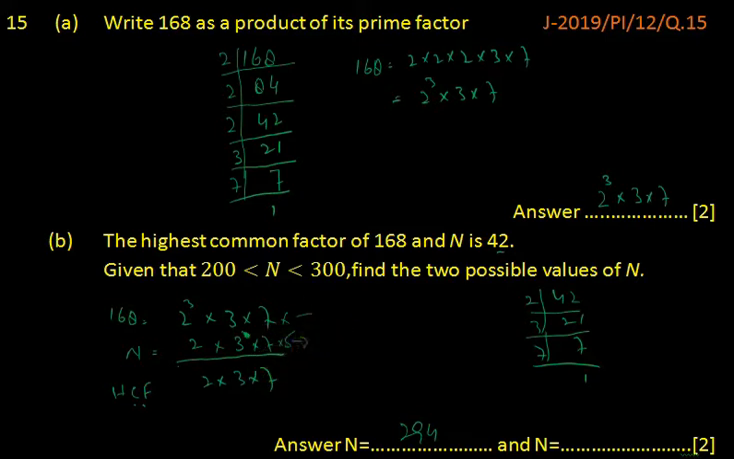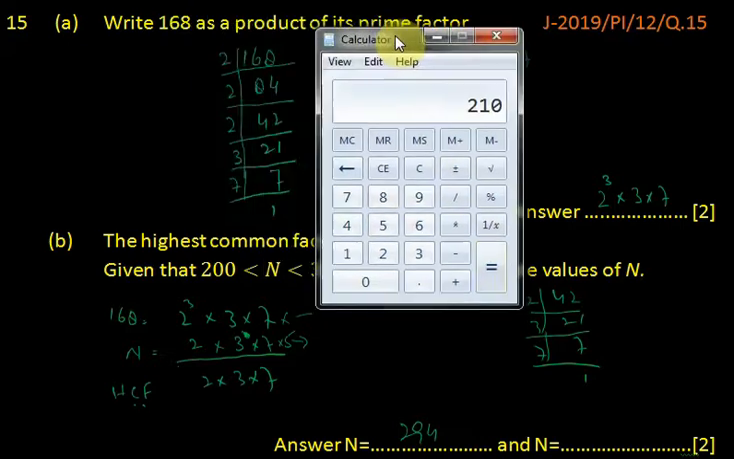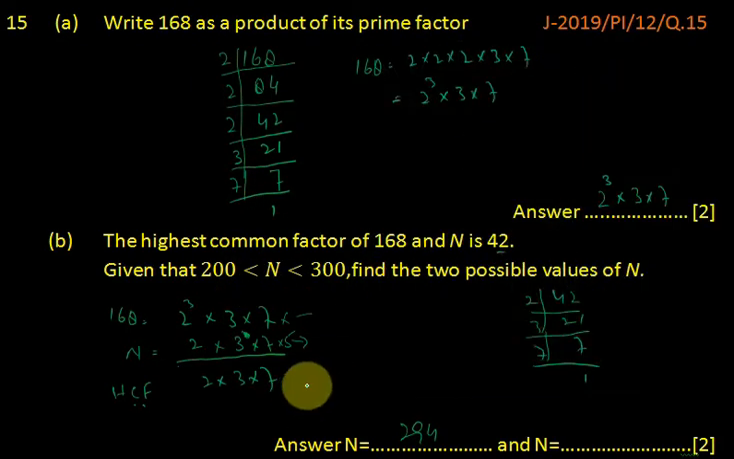Now when we calculate it, we can see whether it is within the range or not. So 2 multiplied by 3 multiplied by 5 multiplied by 7 is 210, which is within the range, more than 200. So 210 is one possibility. Now let me repeat this question for convenience, because it is a little bit difficult question.